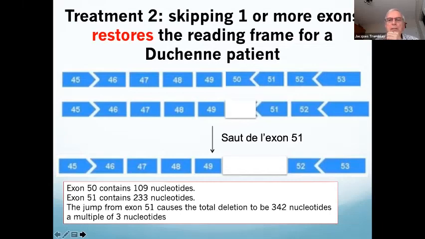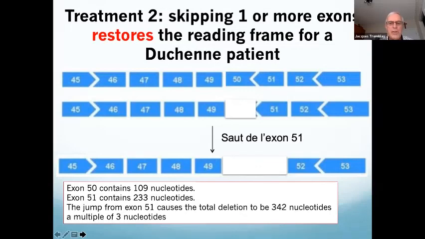Here we have again this patient that has a deletion of exon 50. One of the therapies being pursued by a lot of groups is exon skipping. Exon skipping uses a sequence of nucleotides that is complementary to the beginning of the exon that we want to skip. So in this slide, for a deletion of exon 50, we will use a sequence of nucleotides complementary to the beginning of exon 51. This permits us to eliminate exon 51 when forming the final messenger RNA coding for the dystrophin protein.